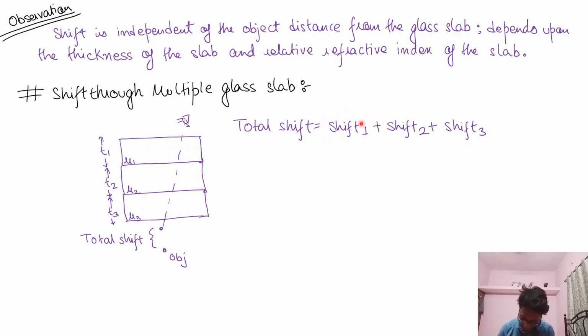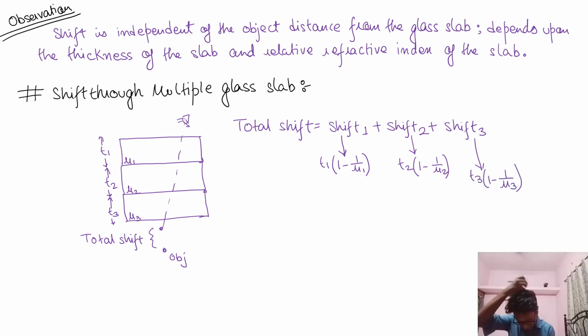What is the shift due to glass slab 1? The shift due to glass slab 1 is T1 times (1 minus 1 by mu1). The shift due to glass slab 2 is T2 times (1 minus 1 by mu2). The shift due to glass slab 3 is T3 times (1 minus 1 by mu3). So the total shift is equal to the summation of the individual shifts of each of the glass slabs.